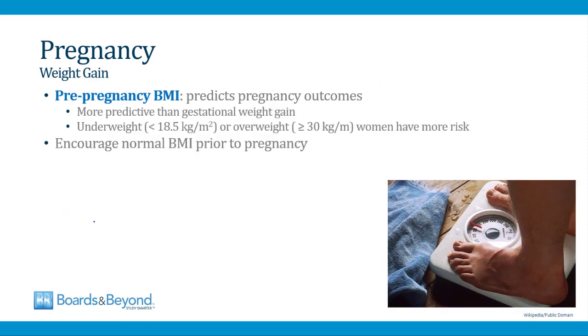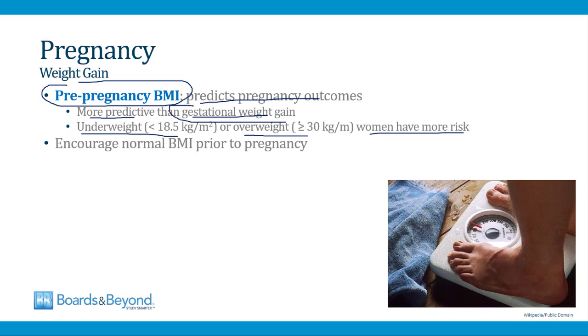Now, even though excess or below average weight gain during pregnancy is associated with adverse outcomes, what has the strongest association with pregnancy outcomes is the pre-pregnancy BMI. This has been shown to be more predictive of adverse outcomes than the gestational weight gain. There's lots of evidence that has shown that underweight women with a BMI below 18.5 or overweight women with a BMI greater than 30 have more risk of adverse outcomes, and this is more predictive than the gestational weight gain and whether it is excessive or under average.